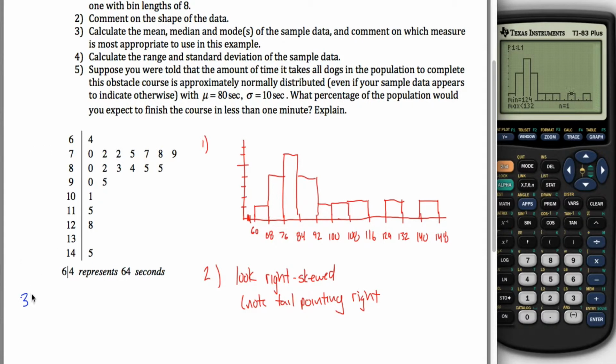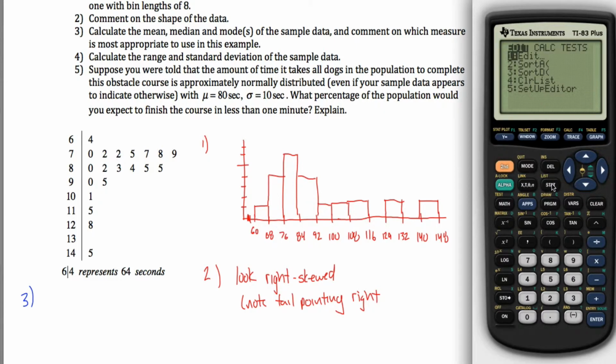Calculate a bunch of stuff, a bunch of one variable statistics. Calculate mean, median, mode, or modes, and then comment on which is the most appropriate to use. What's nice is that your calculator does a lot of this for you. Hit the stat button, then over to calculate, and do one variable statistics. I want one variable statistics on L1, so I'll type in L1. If you don't type in L1, it defaults to L1 anyways. And it gives you some info.